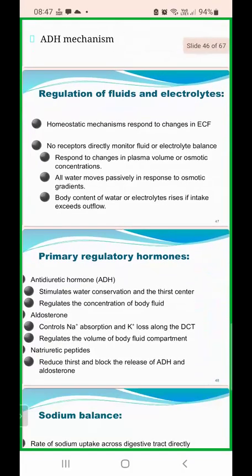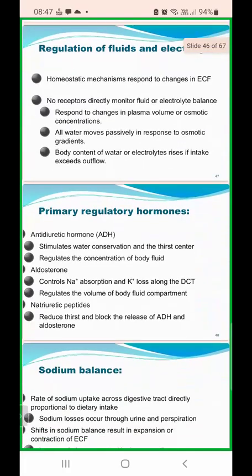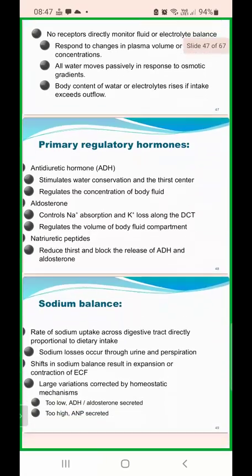Now, the primary regulatory hormones. ADH, as we know, stimulates water conservation in the kidney and regulates the concentration of body fluid. Aldosterone controls sodium absorption and potassium loss along the DCT and regulates the volume of the body fluid compartment. Natriuretic peptides reduce thirst and block the release of ADH and aldosterone.